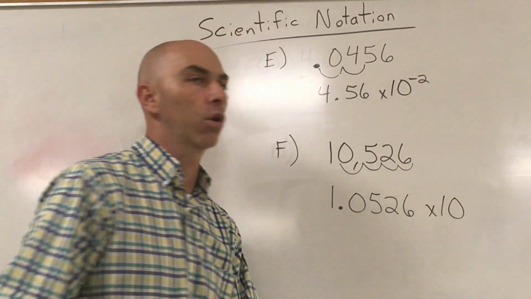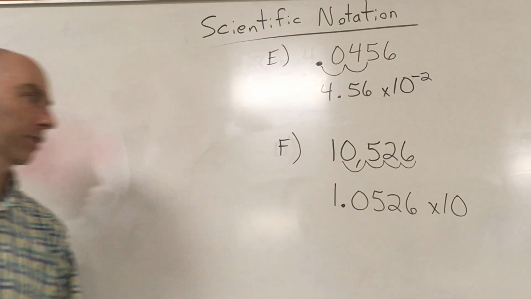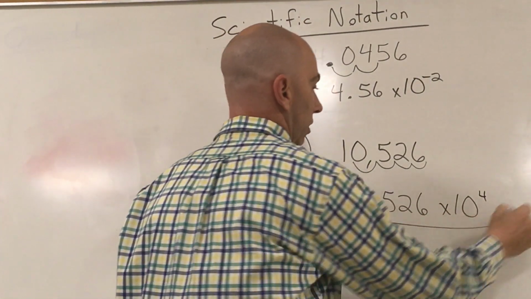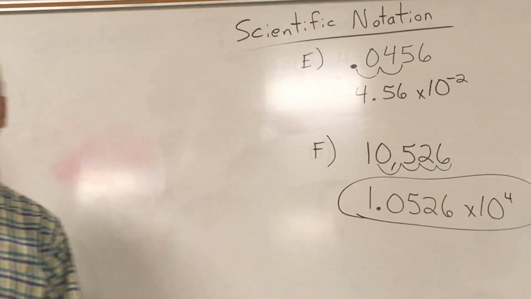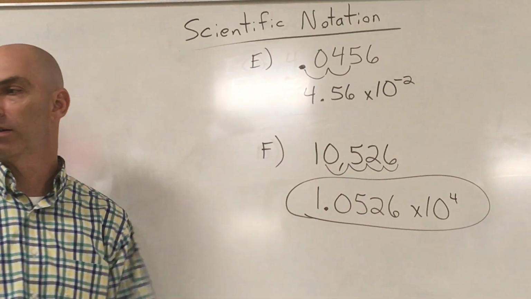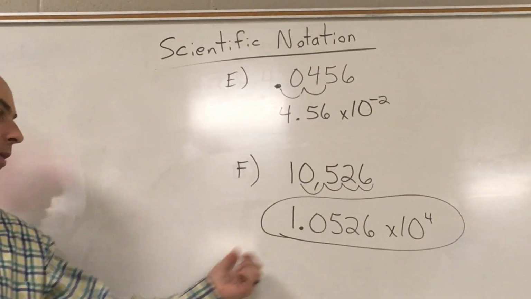Is it negative 4 or positive 4? Positive 4, because that number is higher than 1. Wait, did you say in between 1 and 5 or 1? Always one number, then the next. One number, then the next decimal.